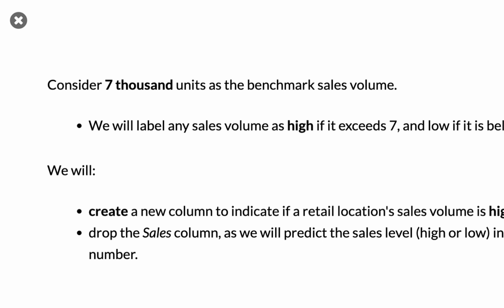Now, you can directly try to predict sales level as a numerical value, but here, let's actually make it a classification problem. The way we are going to make it a classification problem is that we're going to determine whether the sales number is above 7,000 or below 7,000. If it's above 7,000, I'm going to call it a high sales level. Otherwise, it's a low sales level.